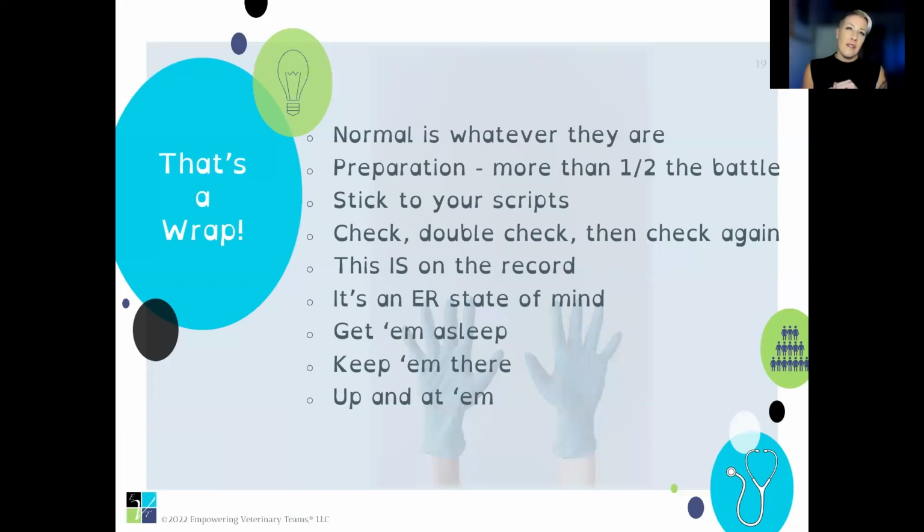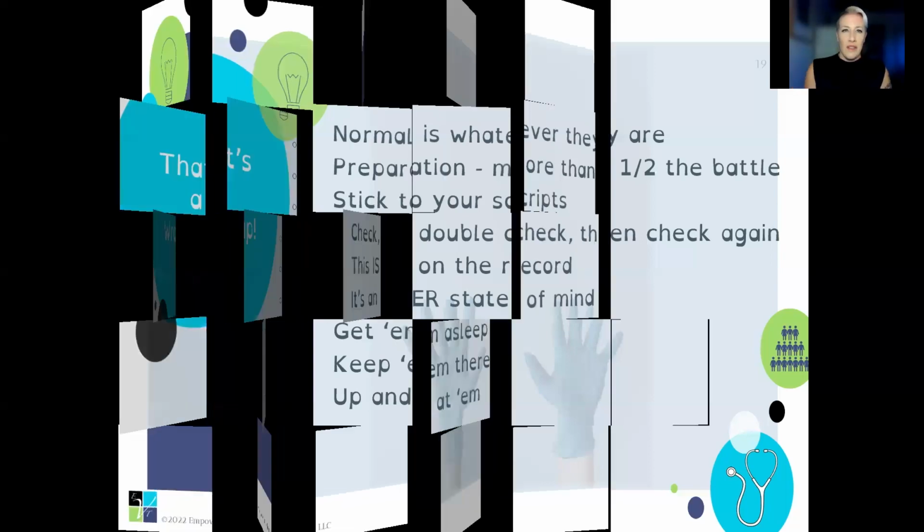This is on the record. Your anesthetic record is a medical document, so it's legal. You need to make sure that it's in blue or black ink and it's complete. If we don't write it down, it didn't happen. Steady state of emergency, keep going, knock them down, keep them alive, and get them up and at them. And that's really the fundamentals. Beyond that, yes, there are more details, but keep it simple and you won't have to freak out.